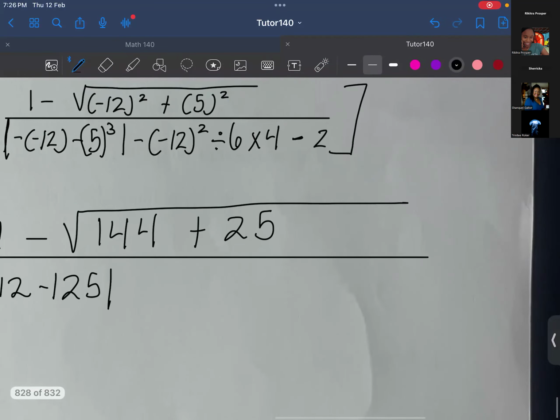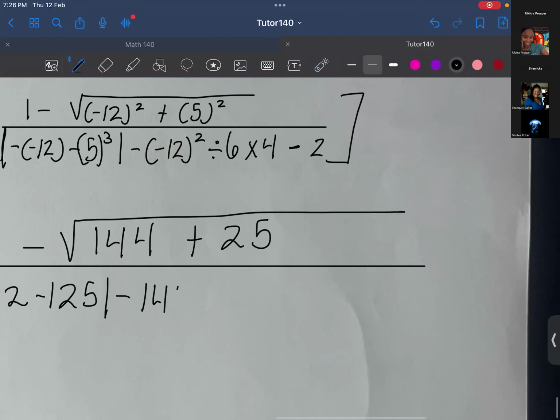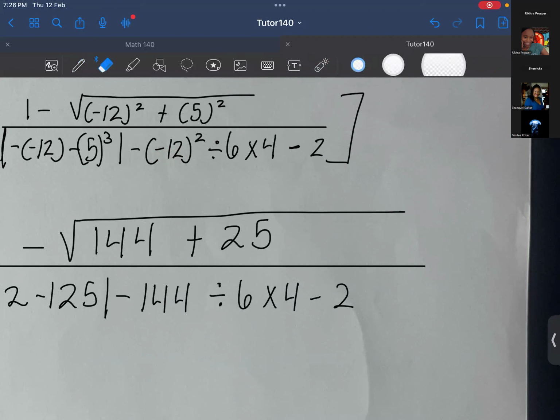Okay. And then we're going to do minus negative 12 squared is 144 divided by 6 times 4 minus 2. So you're going to put the rest.